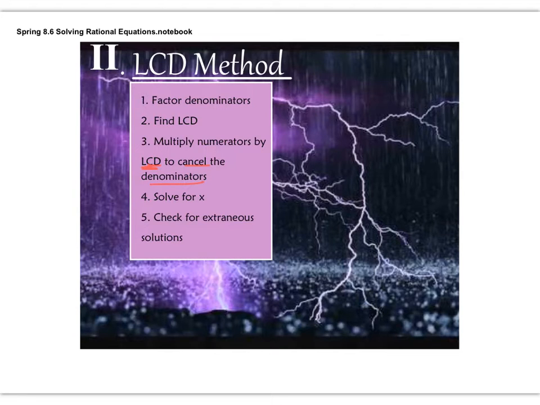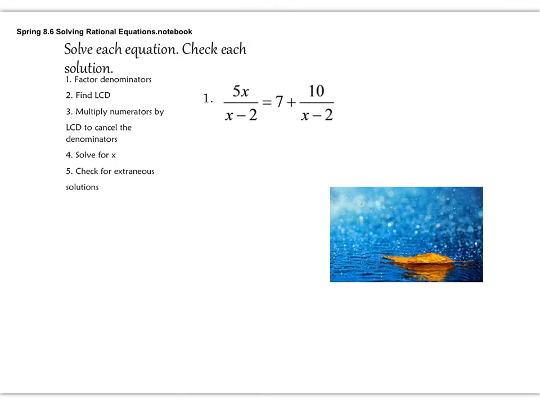From there, you will solve for x, just like we did in the last set of notes, and check for anything that was extraneous, so looking back at what your restrictions would have been. All right, we have 6 problems we'll work through, and we'll go from there.